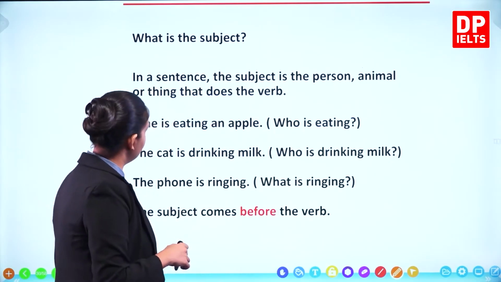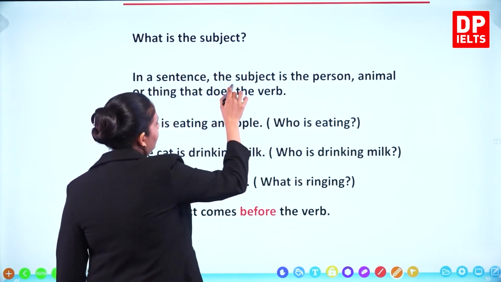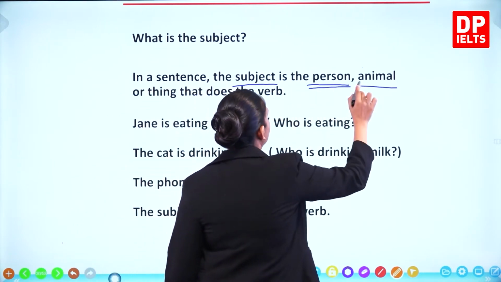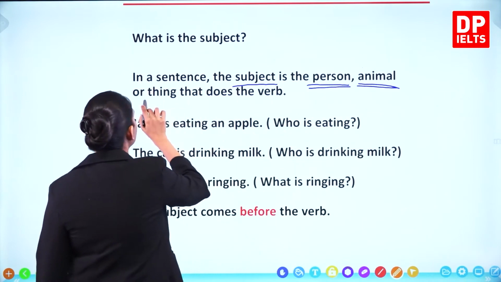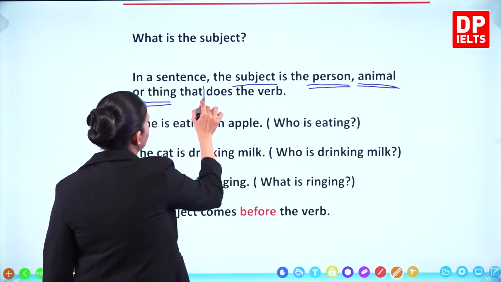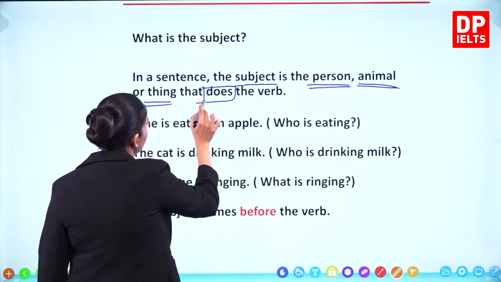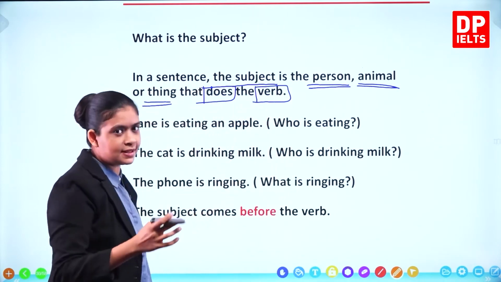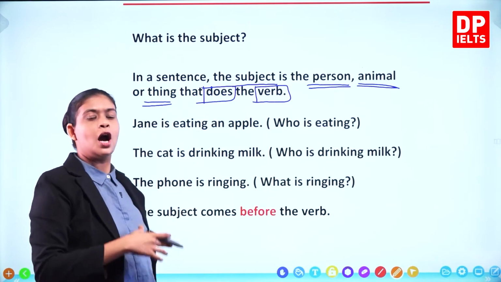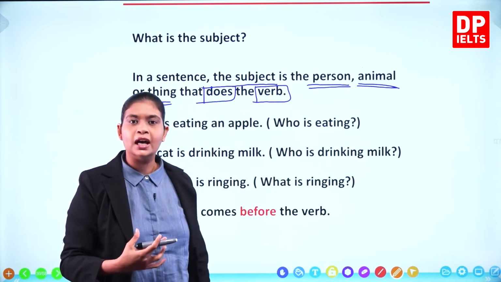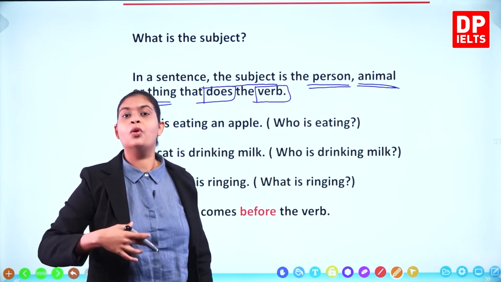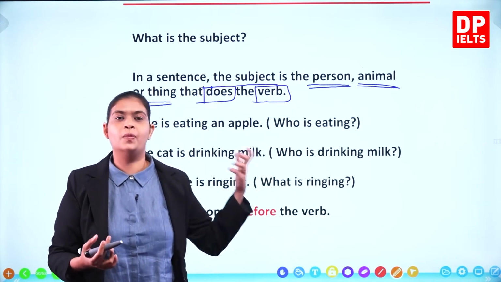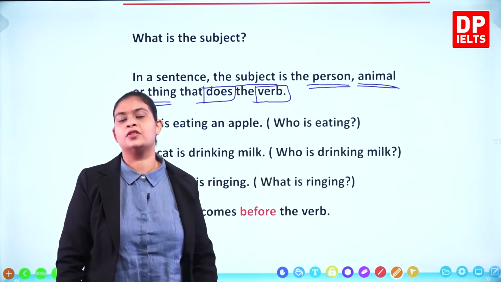In a sentence, the subject is the person, the animal or thing that does the verb. So what is the subject? A person, a thing, or an animal that does the verb or does the action.